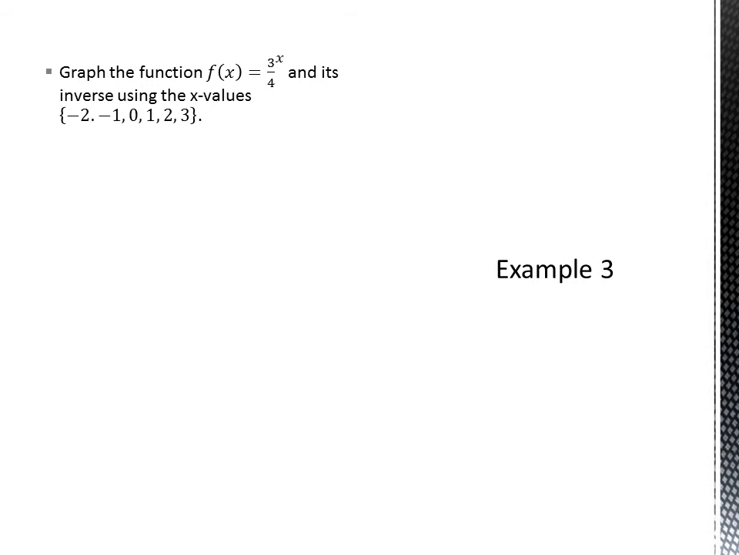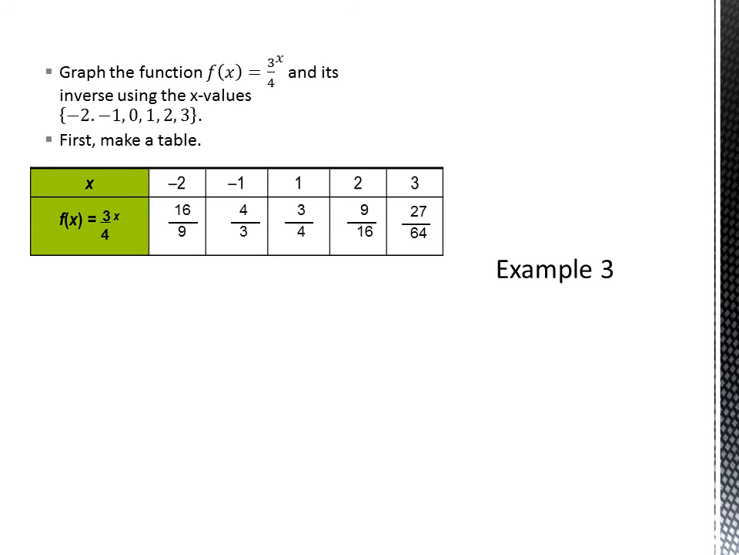Our third example is going to be similar. We are graphing the function f of x equals 3/4 to the x and its inverse using the x values -2, -1, 0, 1, 2, and 3. We make our table and we plug in each of the values. -2 gives us 16/9, -1 gives us 4/3, 1 gives us 3/4, 2 gives us 9/16, and 3 gives us 27/64.